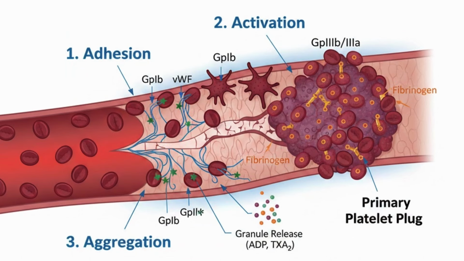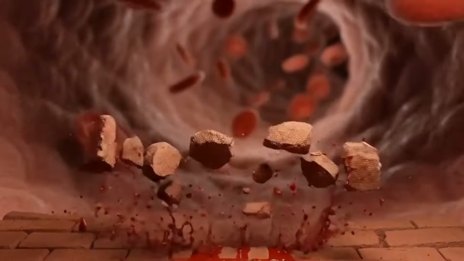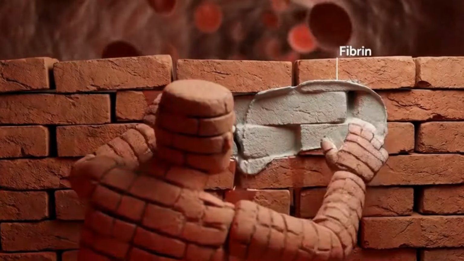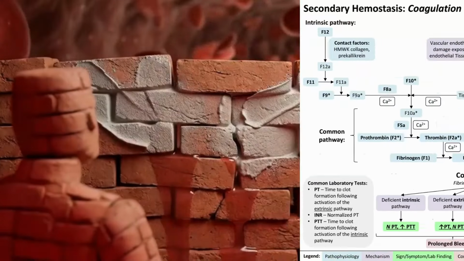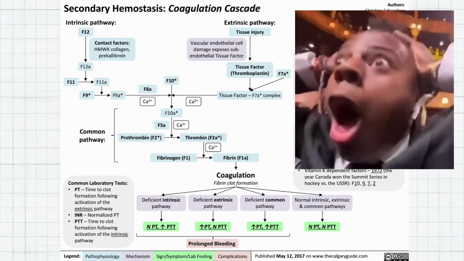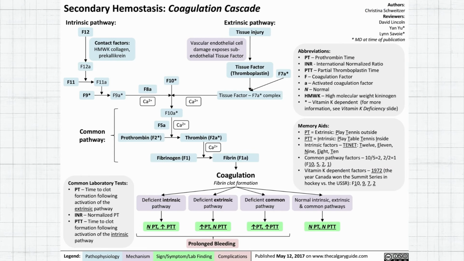Till now we have built the platelet plug. That was primary hemostasis. Think of it as the bricks. But a wall of dry bricks will crumble if you kick it. You need cement. That cement is fibrin. And the complex factory that creates fibrin is secondary hemostasis, or the coagulation cascade. This chart might look intimidating with all the Roman numerals, but we are going to break it down into 3 simple routes: the extrinsic pathway, the intrinsic pathway, and where they meet, the common pathway.